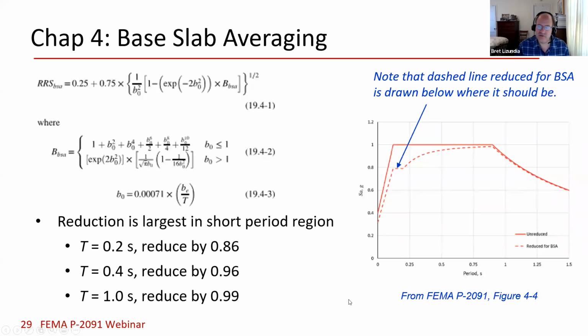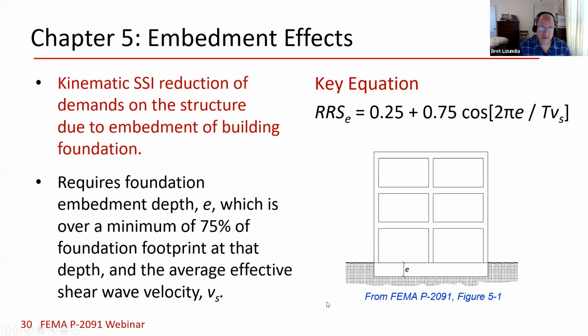So this matters for shorter buildings, but it also matters for higher modes, right? Even if your fundamental mode is 1 second, if you're doing a dynamic analysis and you had higher modes, then they would be impacted by this effect as well.